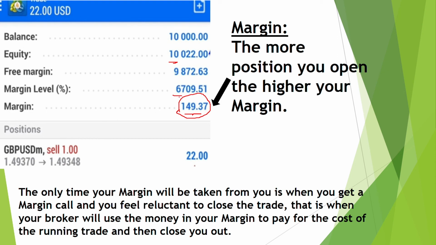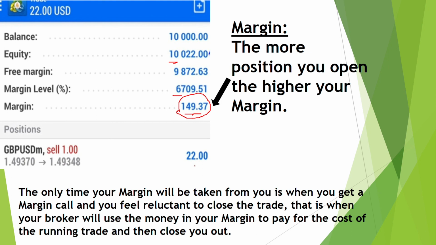The only time your margin will be taken from you is when you get a margin call and you feel reluctant to close the trade. That is when your broker will use the money in your margin to pay for the cost of the running trade and then close you out. Then you'll be left with no money on your account, and that's when you always hear traders say, I've blown my account. But if you see your account on margin call and you close the trade, you will still have this balance money on your account. Your broker will have to give you back this money.